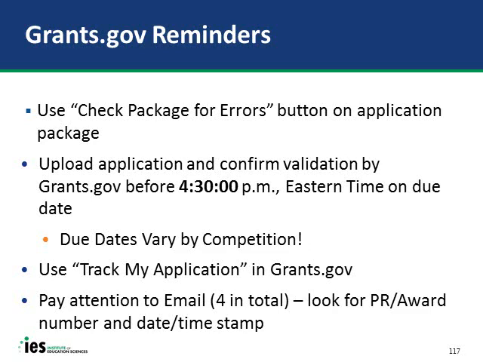You need to upload your application and confirm that it is validated by Grants.gov before 4:30 p.m. Eastern Time. You can use the Track My Application function on Grants.gov to make sure that your application has been uploaded and validated. Pay attention to your emails. You will get 4 in total. Look for the PR award number and the date timestamp in the final email to verify that your application was received on time.